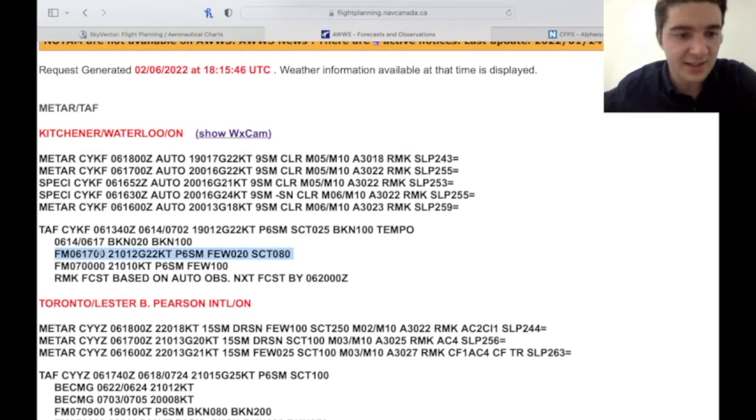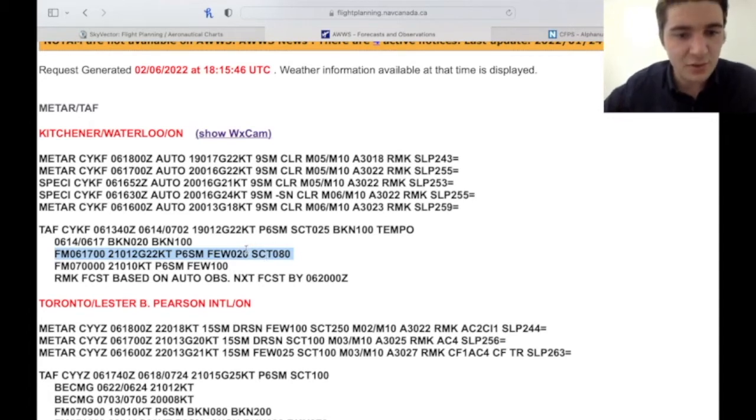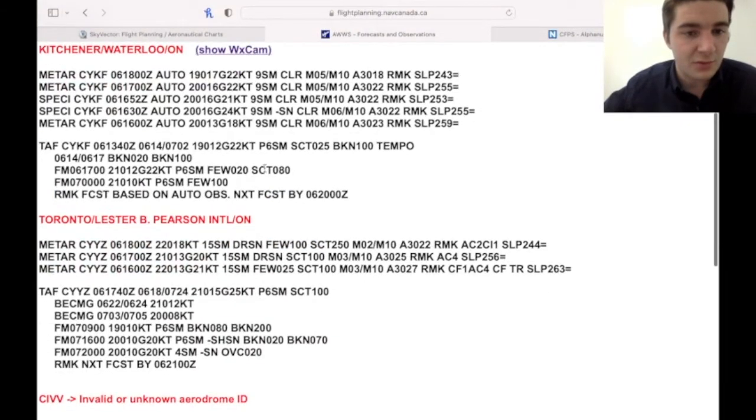So from today at 17 Zulu, which will be 12 o'clock local, winds 210 at 12 gusting 22 knots, plus 6 statute miles, few 2,000, scattered 8,000. So a few layer is at 2,000 feet. Remember, this is AGL, so it'd be around 3,000 feet indicated. And it looks like the next scattered layer is at 8,000. So not too much of a worry.